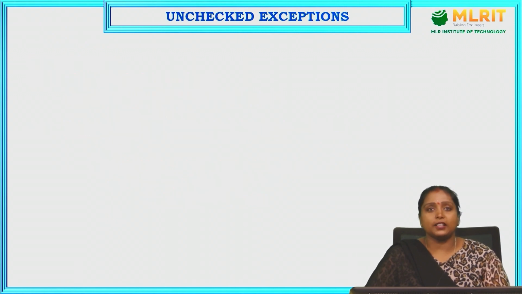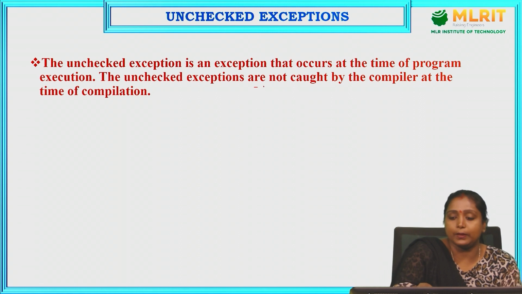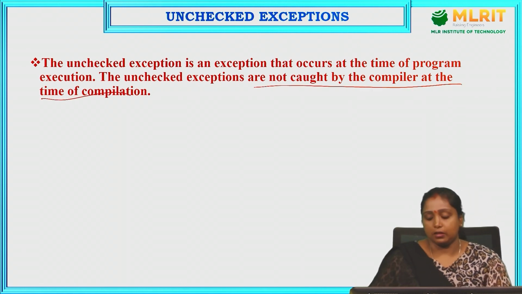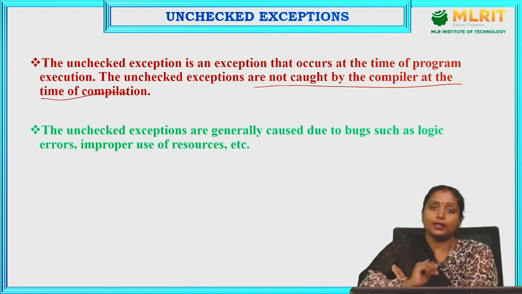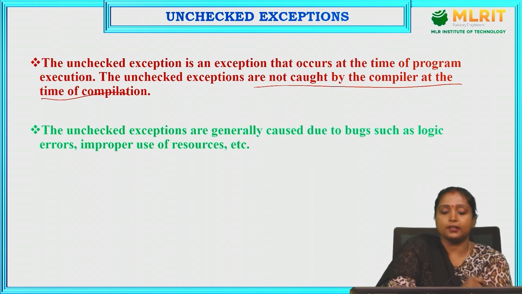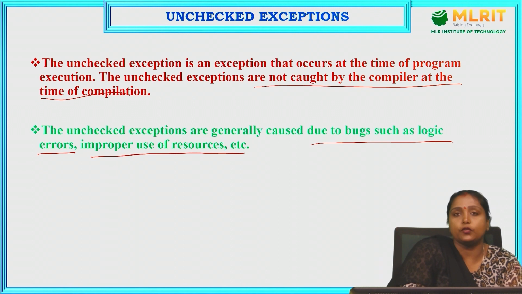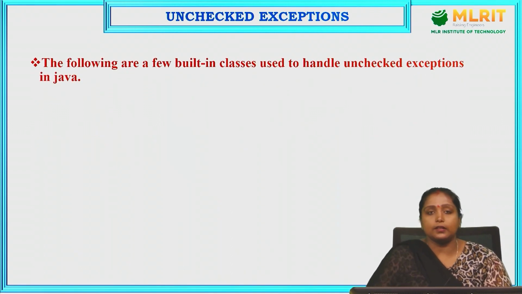Coming to unchecked exceptions. Unchecked exceptions are the exceptions that occur at the time of program execution. These exceptions are not caught by the compiler at the time of compilation. So, while you are executing the program, at that time you will get the exceptions. Unchecked exceptions are generally due to bugs such as logic errors, improper use of resources, etc.